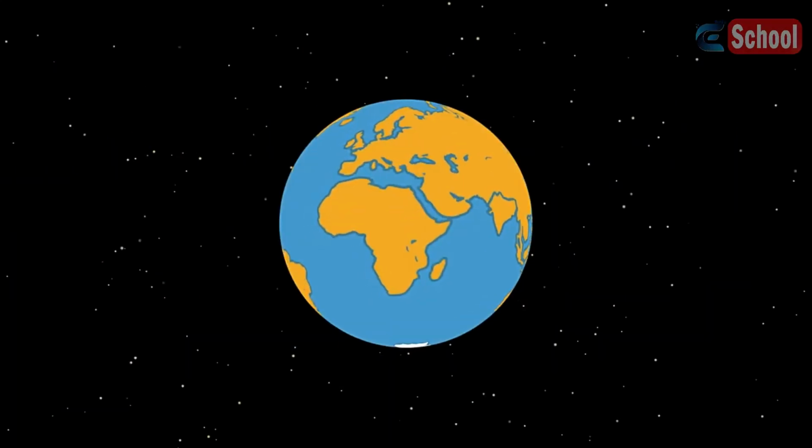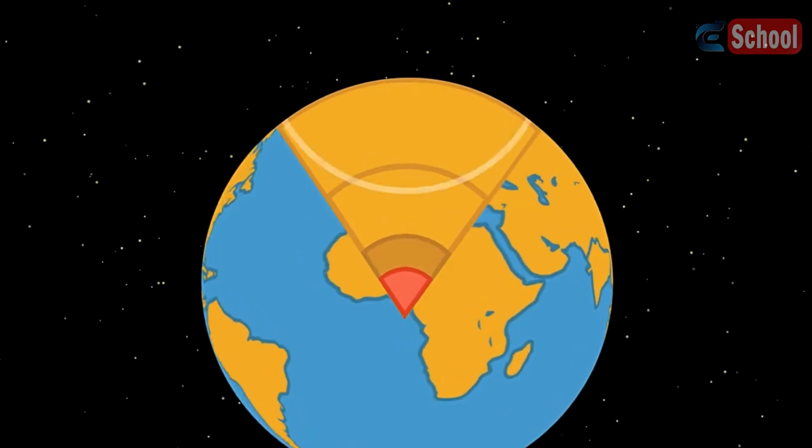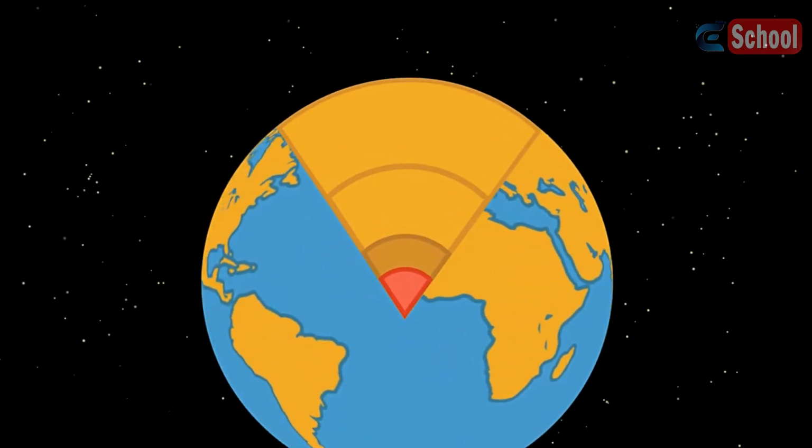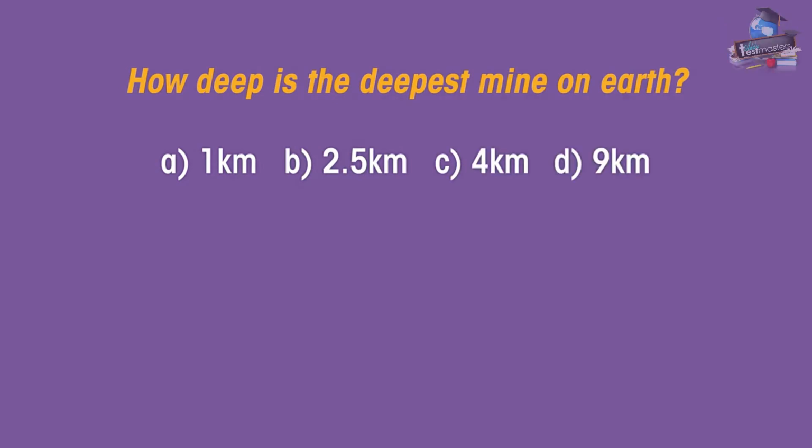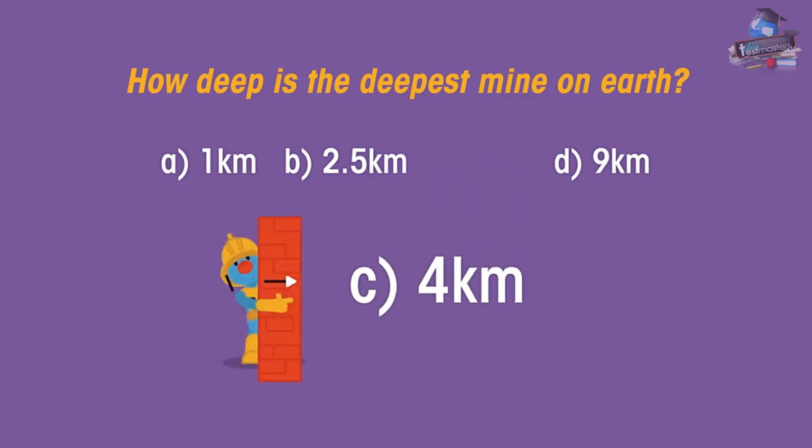In this video, you're going to learn how we used earthquakes to look deep into the Earth. How deep is the deepest mine on Earth? Is it A. 1 kilometer, B. 2.5 kilometers, C. 4 kilometers, or D. 9 kilometers? It's 4 kilometers.